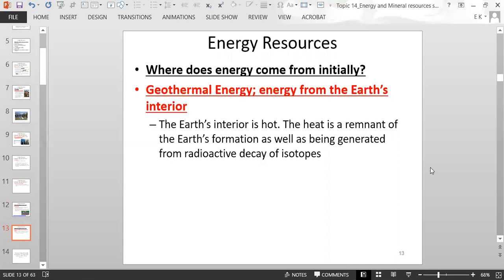So we have a steady temperature, depending on the depth, underground, called the geothermal gradient. Again, it's depending on what depth you're at. And we could actually harness that energy from the earth. So as you can see, there's a lot of different energy sources.